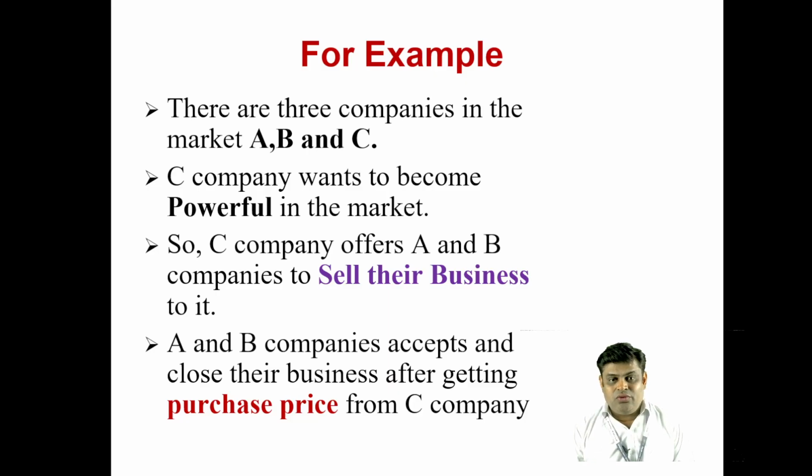Then what will happen? C will pay the purchase consideration to A and B, and in response to that, C will have the business of A and B. Means the life of A and B will come to an end. Means the A and B companies will be absorbed by the C company. This is the process of purchase consideration. And if A and B are purchased by C, in return C will pay the price called the purchase price, or alternatively it is called purchase consideration.